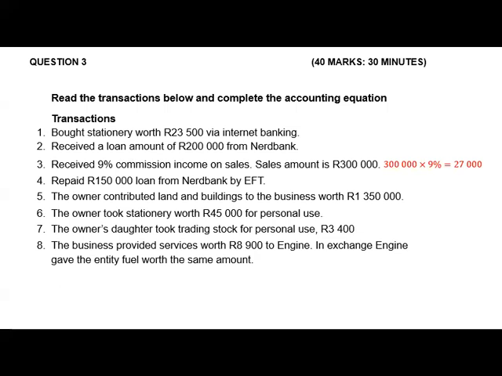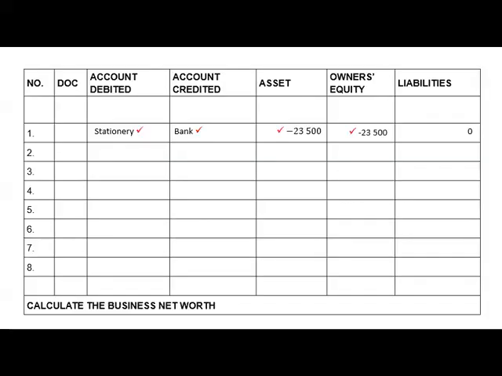We received a loan of 200,000 from Nedbank. When we receive a loan, it means we are getting money, so bank will be debited, and we credit loan from Nedbank, which is a liability. Liabilities increase on the credit side. Under assets, we'll have plus 200,000, which is for the bank. Under owner's equity, we'll have 0. And the liabilities will have plus 200,000, which is a liability. We owe Nedbank more because we took a loan from them.